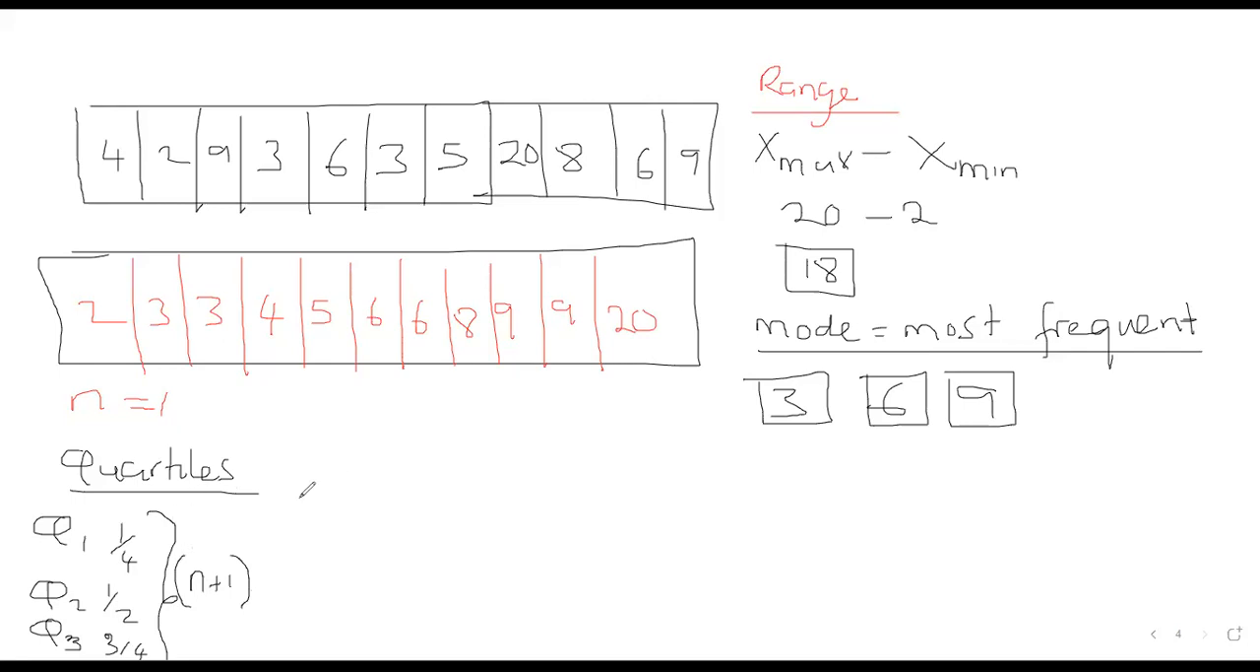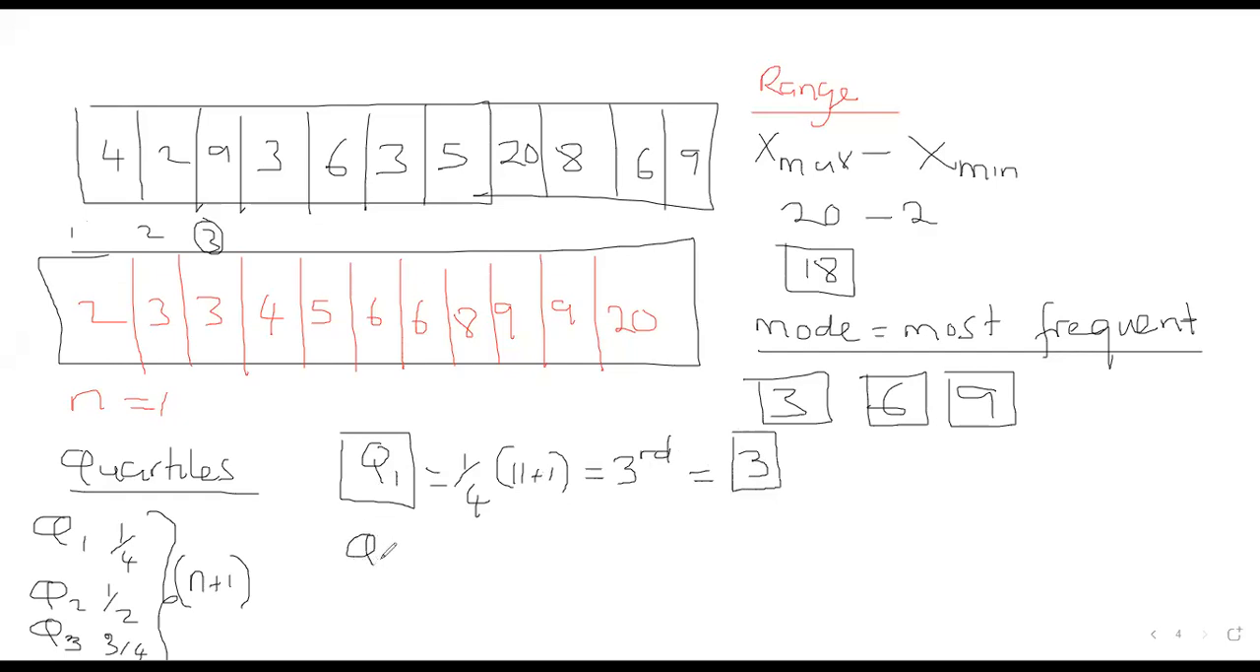So to find the first quartile, we're going to find a quarter of n plus 1. What is our n? 11. 11 plus 1 is 12. So what is the quarter of 12? A quarter of 12 is 3. So we look at the third position. 1, 2, 3. What number is there? Coincidentally, it is 3 itself, right? So that is what we call our first quartile.